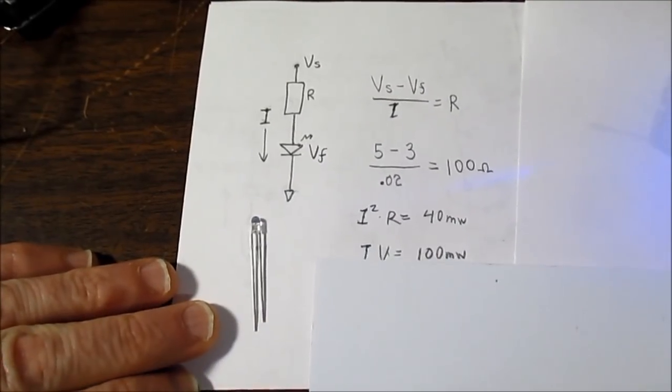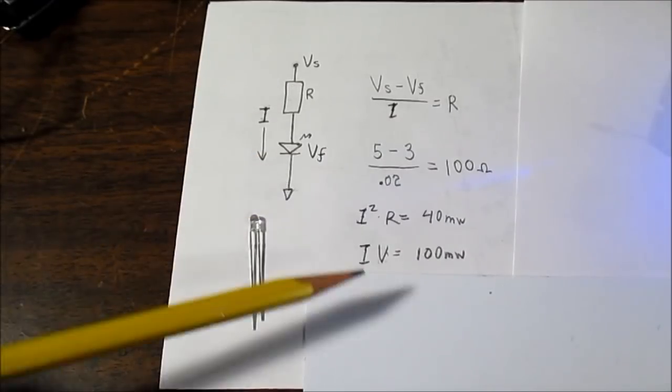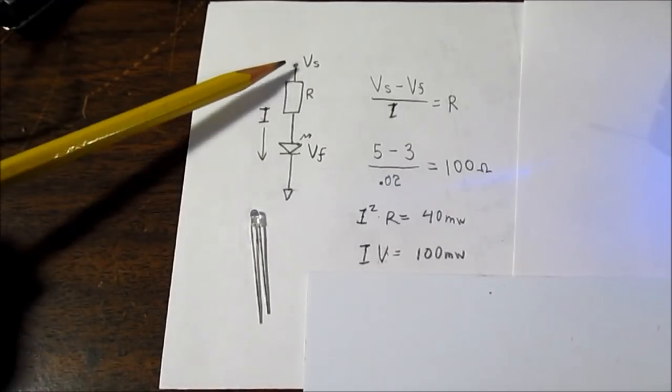So how much is the total power of the circuit? Well, it's going to be the current through the circuit times the total voltage across the circuit.